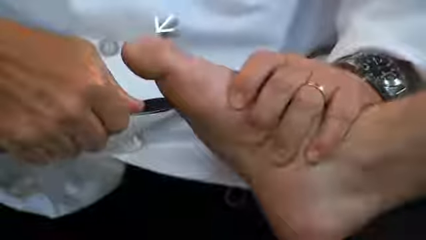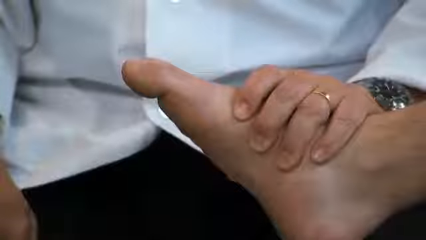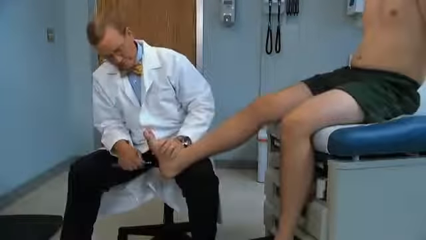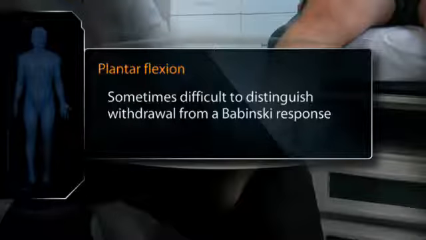Note this patient's normal response, plantar flexion or downgoing of the big toe. Some patients withdraw from the stimulus by flexing the hip and the knee. Hold the ankle if necessary to complete your observation. It is sometimes difficult to distinguish withdrawal from a Babinski response.